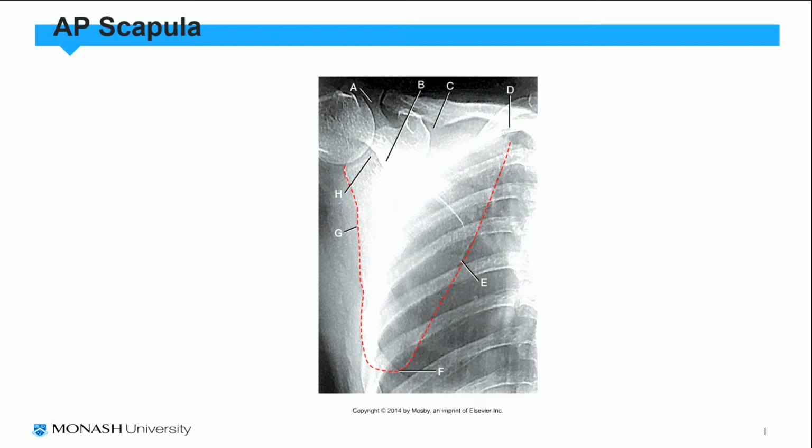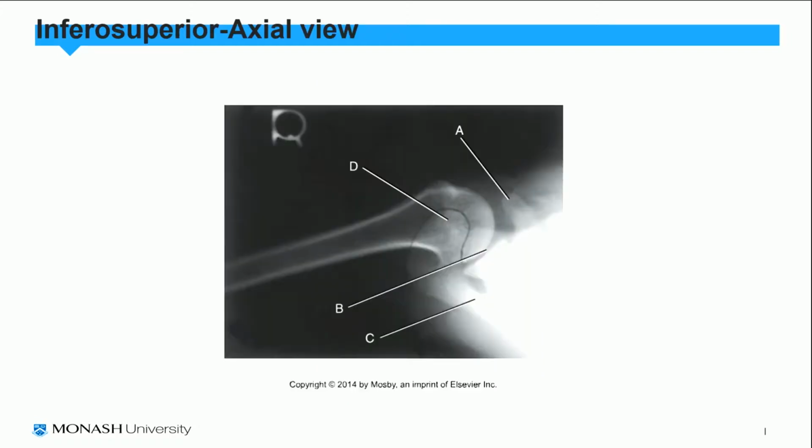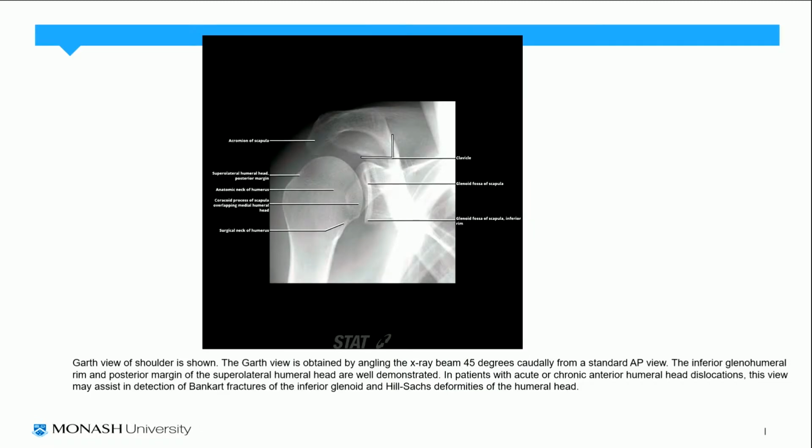This is an image of the scapula, so a special view of the scapula, and then also the inferior superior axial view. Now, the Garth view, as shown here, is obtained by angling the X-ray beam 45 degrees. The anterior glenohumeral rim and the posterior margin of the humeral head are well demonstrated, and it is useful in patients with acute or chronic anterior humeral head dislocations, and also to identify Bankart fractures of the inferior glenoid, as well as Hill-Sachs deformities of the humeral head.